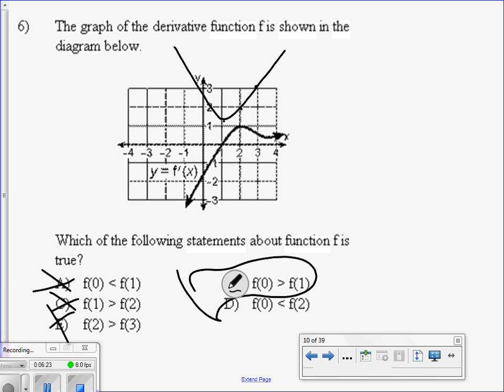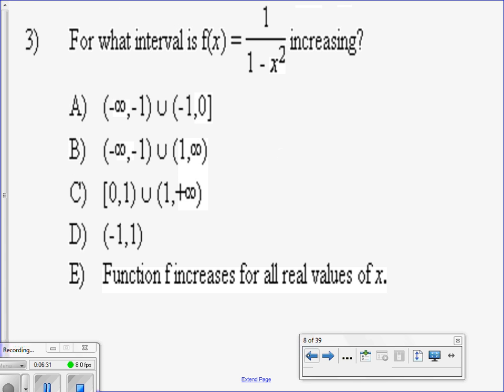All right, what else we got, guys? Yes? 3. 3 is a good one? All right, they like this. They like your choice this time.